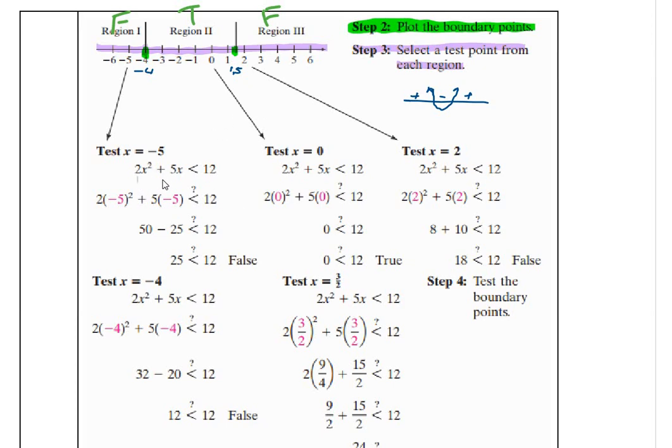Remember, this was our equation: 2x squared plus 5x must be less than 12. So now I take any number in region 1. I decided to take minus 5 because that is a number in region 1. I substitute it and I check. And I get 25, and that is definitely not less than 12. So this makes it false. So region 1 is false.